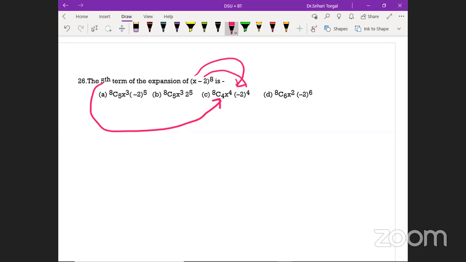2 power minus 2 whole power 4, correct. Option C is the right answer. Very good.